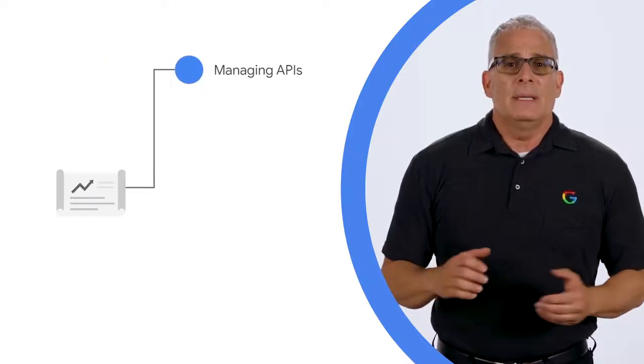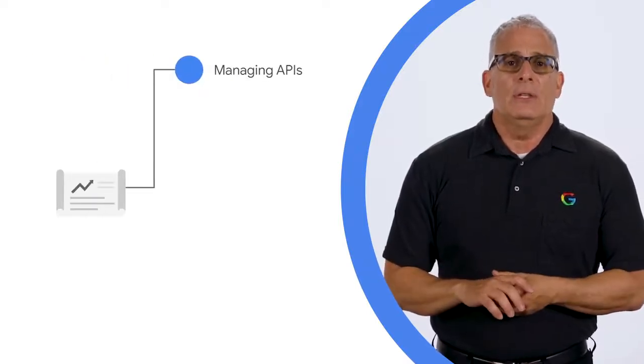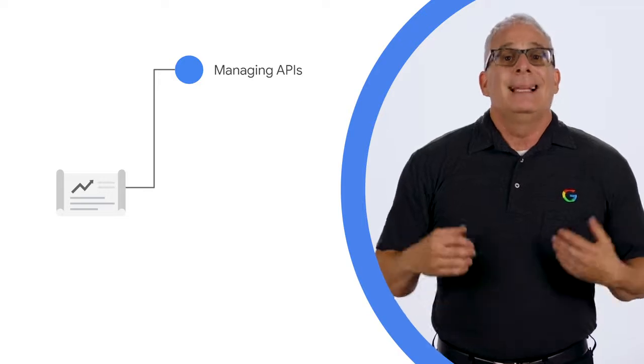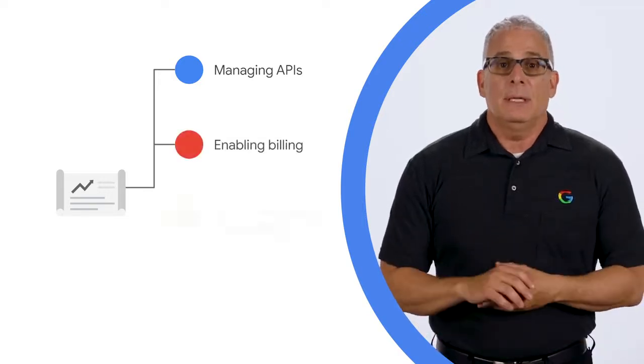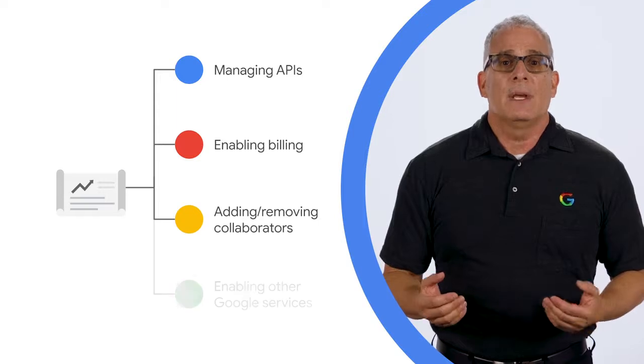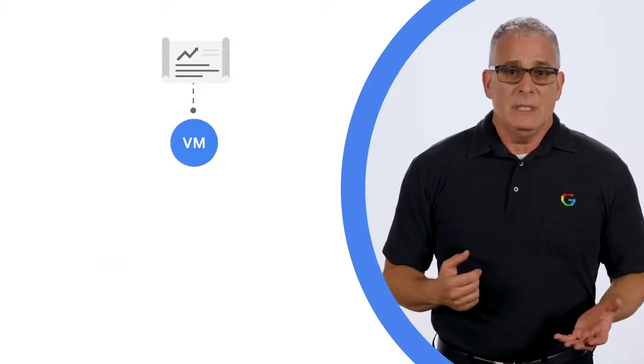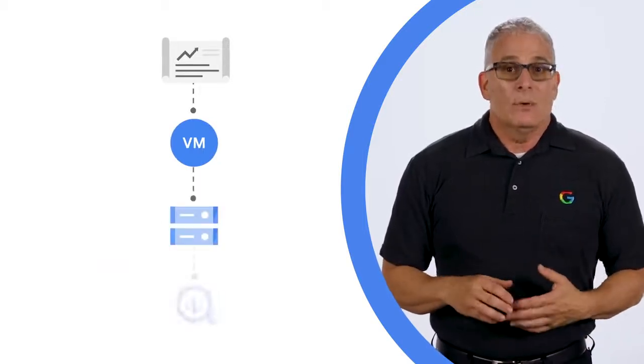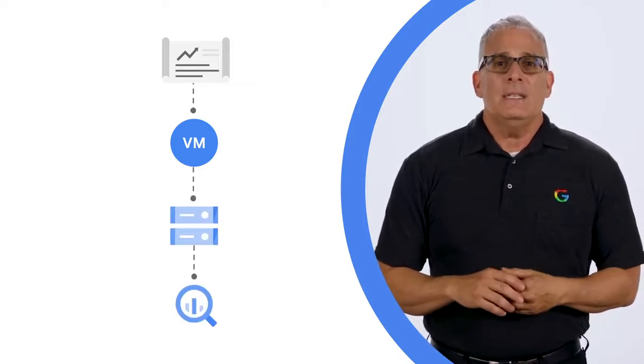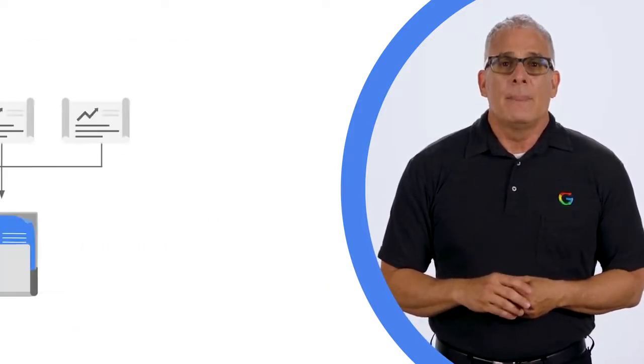In the cloud environment, a project is the basis for enabling and using Google Cloud capabilities like managing APIs, enabling billing, adding and removing collaborators, and enabling other Google or Alphabet services. Next, again in a cloud environment, a resource is any Google Cloud service, such as Compute Engine and BigQuery. So any resources consumed by a project, for example, virtual machines, cloud storage buckets, or BigQuery tables, are connected to the project in the hierarchy.